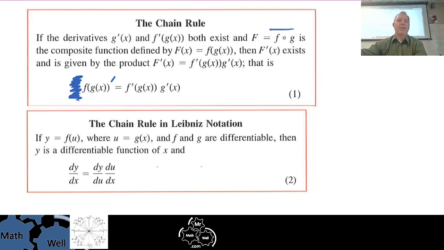Another way to write that composition is f circle g, okay? That's another way to write it, but we usually write it like this, with the g of x inside the f of x, okay? So derivative of the outer layer times the derivative of the inner layer.